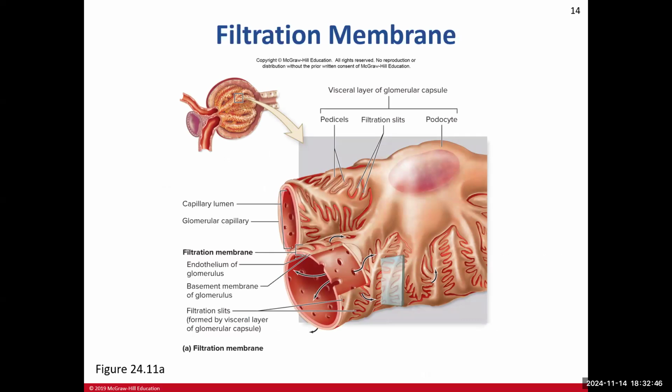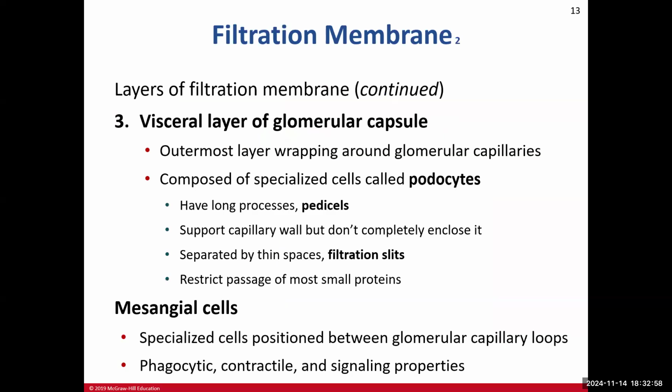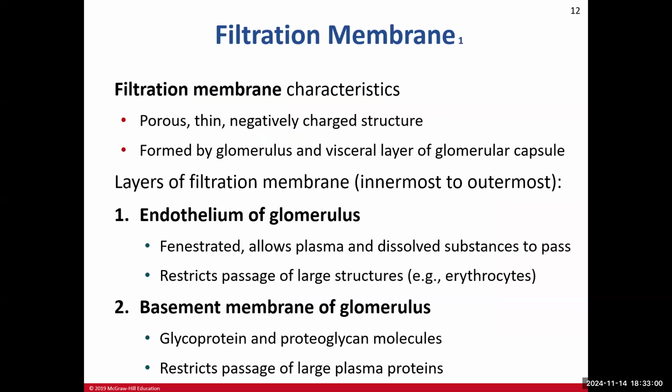Certain things can diffuse right through the endothelium, like respiratory gases. Anything that's small, nonpolar, lipid soluble can just diffuse right through the endothelium there. But in this case, the fenestrations are going to allow certain dissolved substances to pass there.